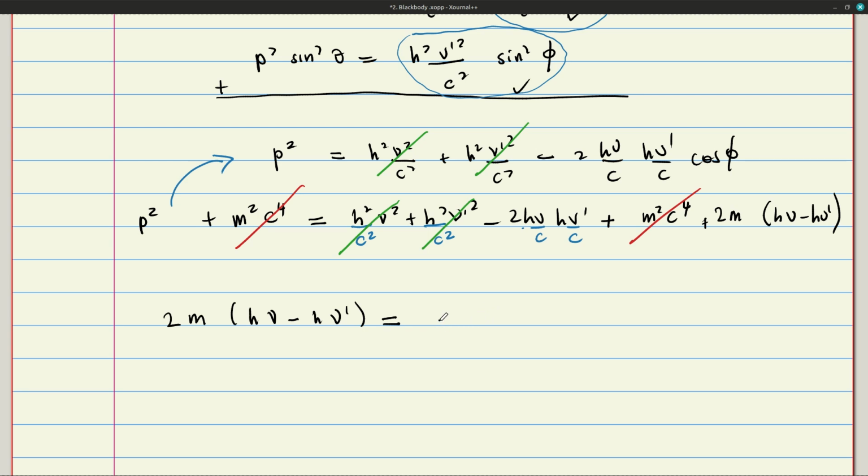to have 2 h nu over c, h nu prime over c, minus 2 h nu over c, h nu prime over c, cosine phi. Right? That's the final equation. We are basically done, but we want to make it just a little bit simpler so that we can use this thing. So I'll cancel these 2's.